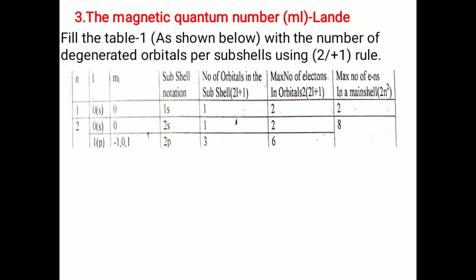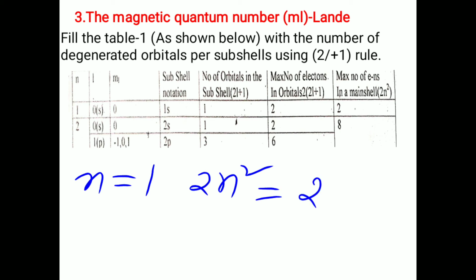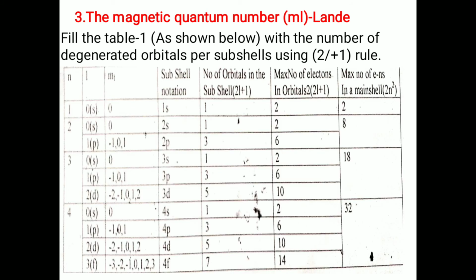Now the maximum number of electrons in a main shell, for example n equals 1, let us find the maximum number of electrons in the main shell. We have the formula 2n square. Substitute the value in this equation, we get 2. That means 2 electrons are the maximum electrons in the first main shell. Similarly, we have to fill this table taking n equals 2, n equals 3, n equals 4, and taking other values of L and ml.